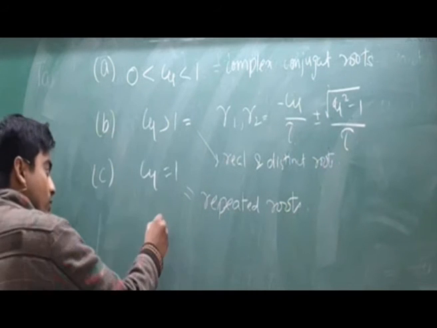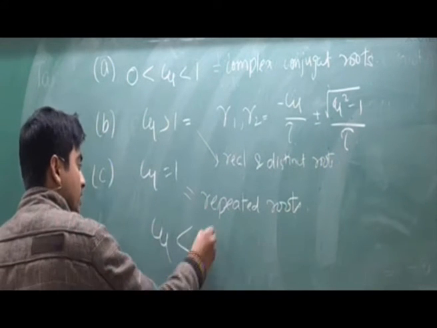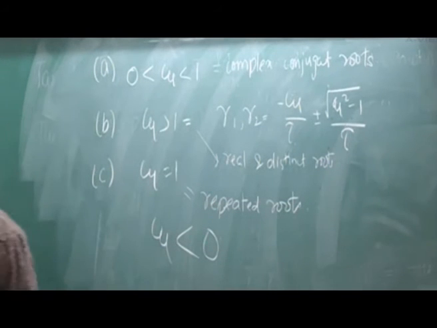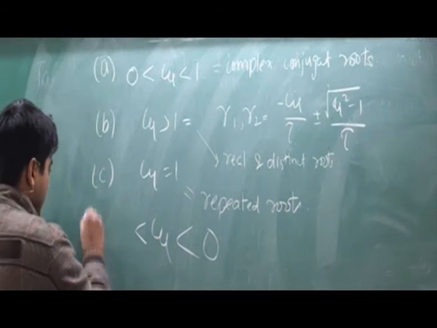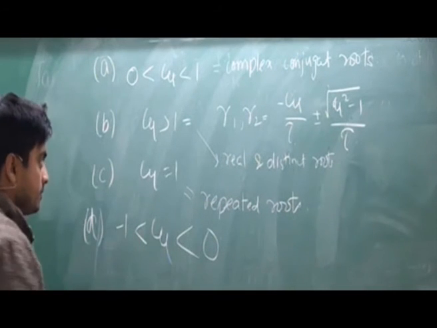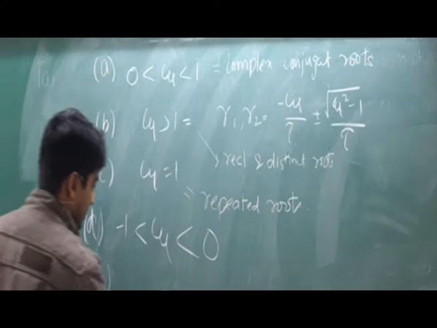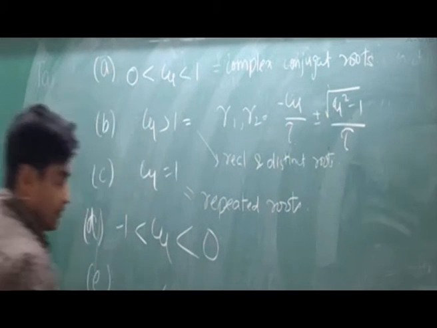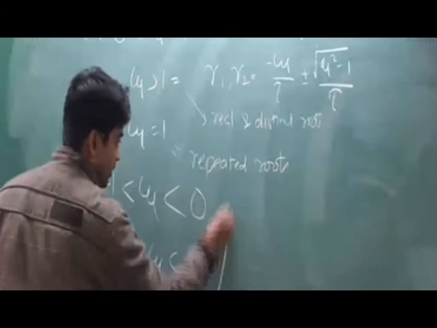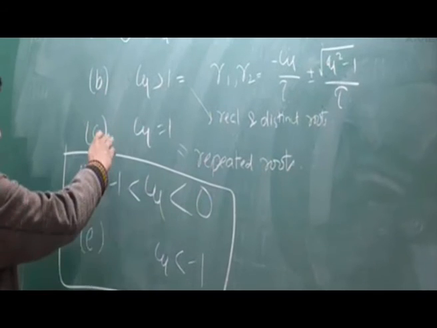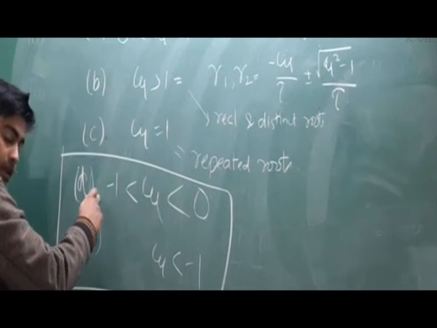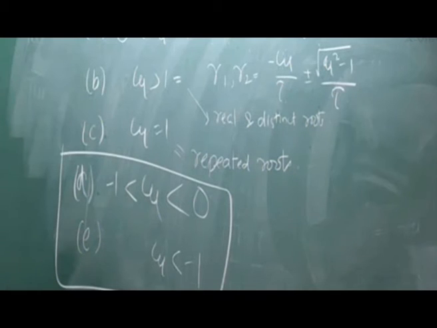Now think what will happen if xi is less than 0. And in between, let's consider the d case, -1, and the e case, xi less than -1. Think for these two cases also. This question will be in your assignment as well: we have considered the three cases A, B, C. What will happen if we have these two additional cases? Consider this as your assignment.